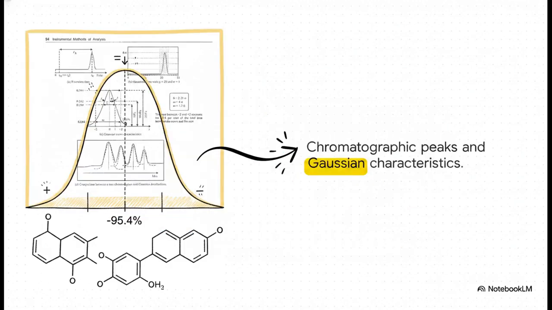And this brilliantly illustrates that concept. Notice the inflection points on this bell curve. They sit right at exactly 60.6% of the maximum peak height. And the base of the curve, its width, is precisely 4 standard deviations, or 4 sigma. Basically, in an ideal world, 95.4% of your chemical compound sits beautifully right there between -2 and +2 standard deviations. It's just pure symmetrical perfection.